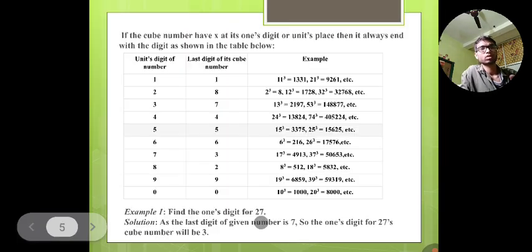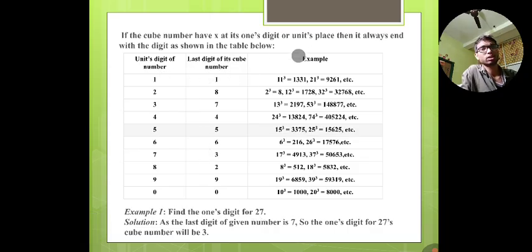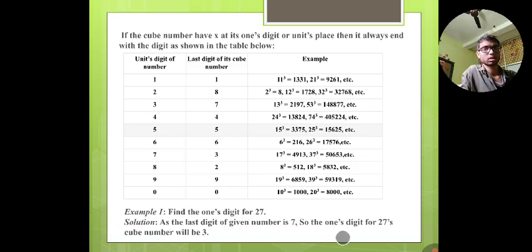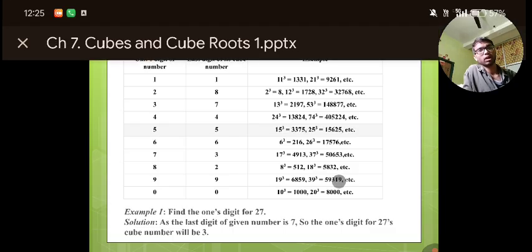Now next, if a cube number has x at its ones digit or units place, then it always ends with the digit as shown in the table below. You can ignore it. Otherwise, if you are able to understand, then you can understand. Example: find the ones digit for 27 cubed. Solution: 3 threes are 9. So the cube of this 27 would end in 3. 3 nines is 27, like that we find.